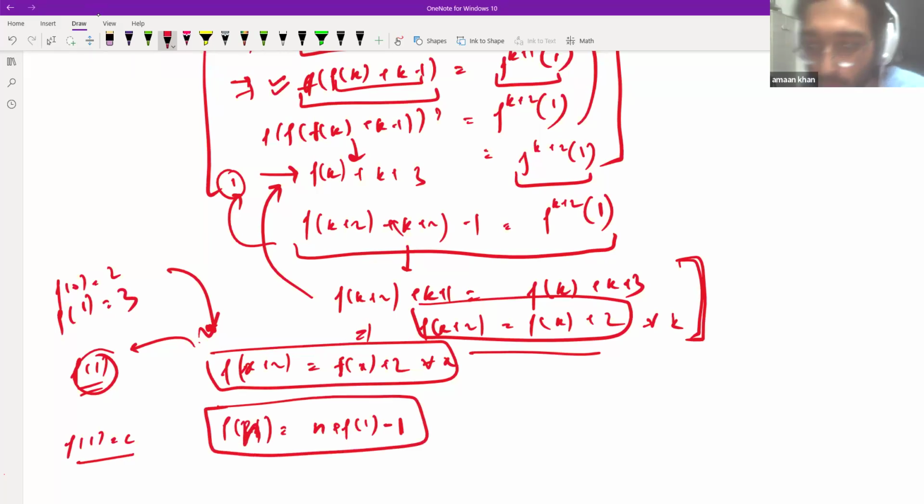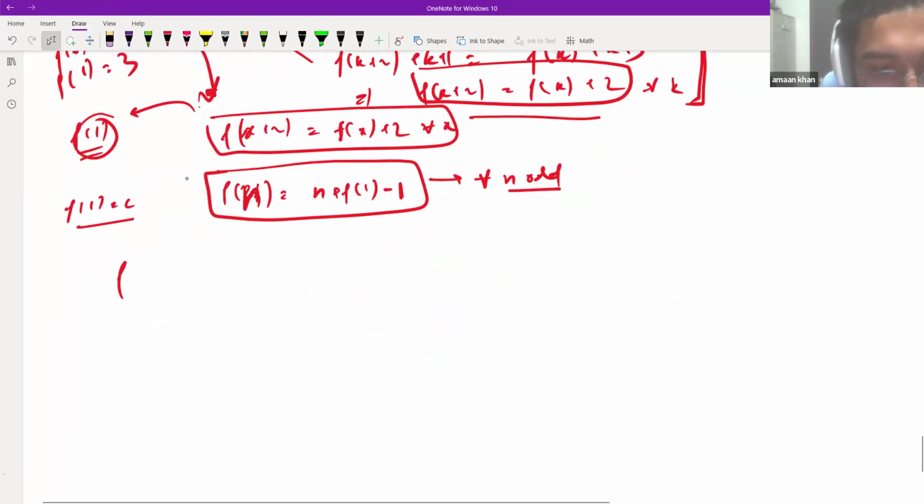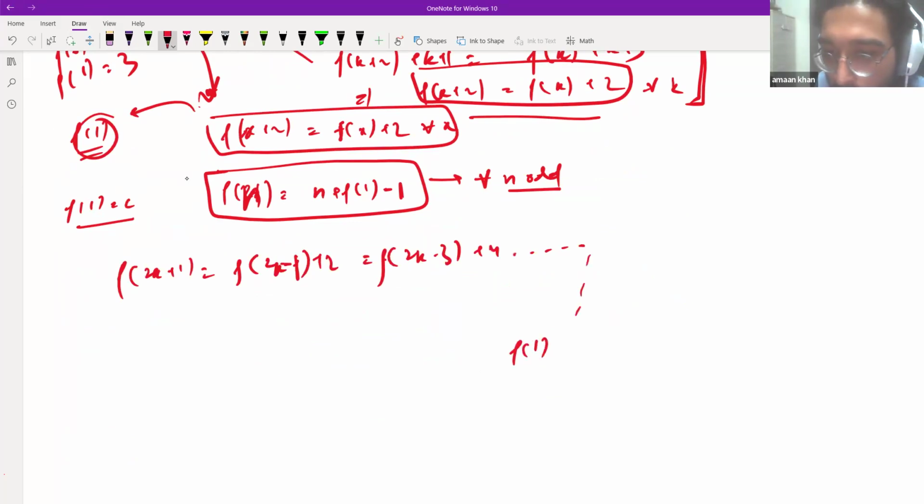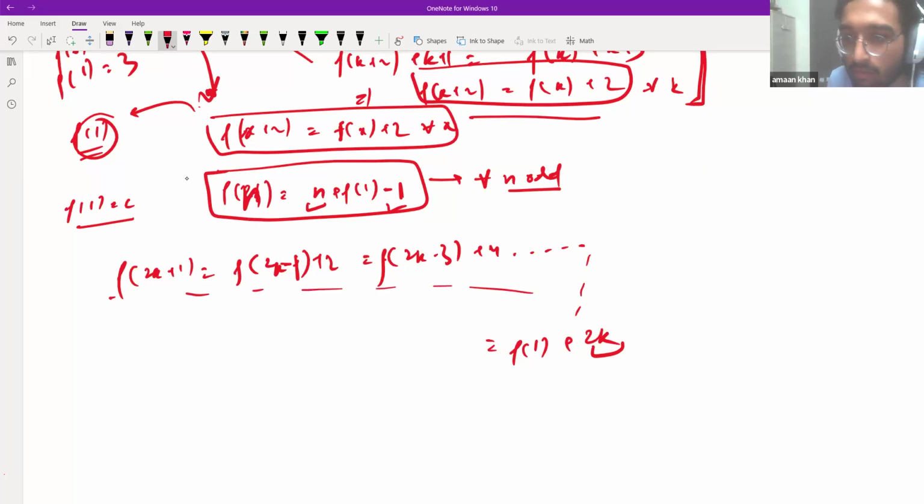If you just induct, basically what I did here for all n odd: f of 2k plus 1 is f of 2k minus 1 plus 2, which is f of 2k minus 3 plus 4, and so on, right? Eventually you will reach f of 1 plus something. If you calculate that, it comes out as n minus 1, which is in this case 2k. Did you get this? I built a chain basically.